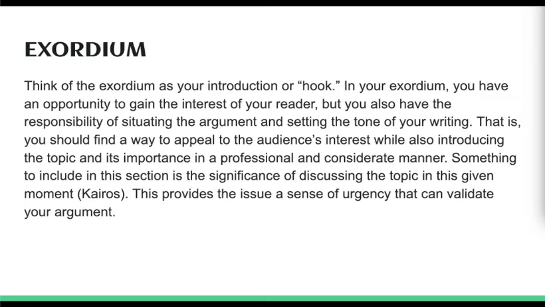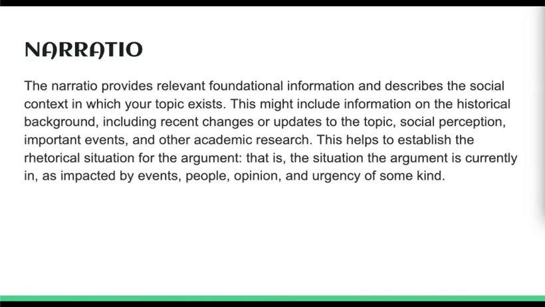All right, our next item is narratio. This is where you provide relevant foundational information and describe the social context in which your topic exists. This might include information on the historical background, including recent changes or updates to the topic, social perception, important events, and other academic research. This helps to establish the rhetorical situation for the argument, that is, the situation the argument is currently in, as impacted by events, people, opinion, and urgency of some kind.